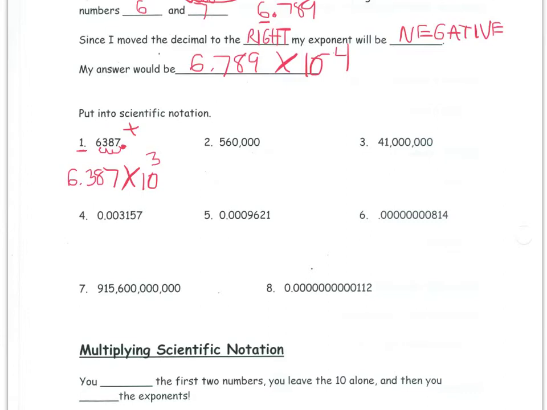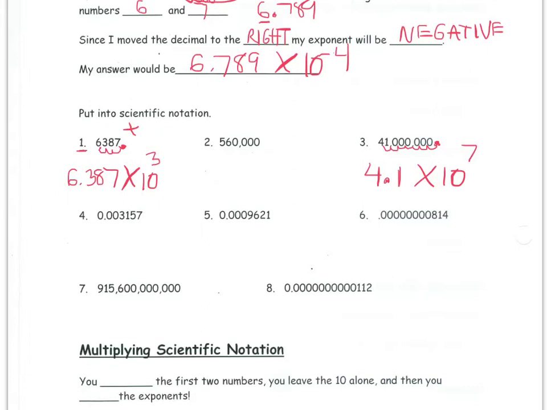Let's say I skipped to number 3. Again, a very, very big number. That's 41 million. Here's the decimal at the very end. So I move this to the left, 1, 2, 3, 4, 5, 6, and then 7. So it's between the 4 and the 1, so it's 4.1. That's less than 10, times 10, and what did we move it over? 6 places, or 7 places? Moved it over 7 places, so it's times 10 to the 7th.